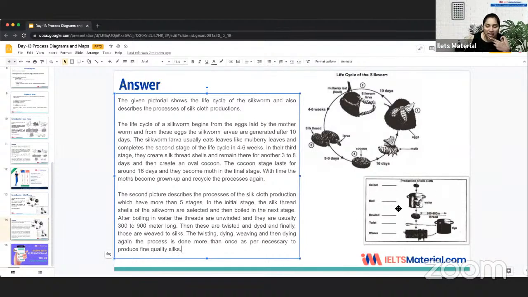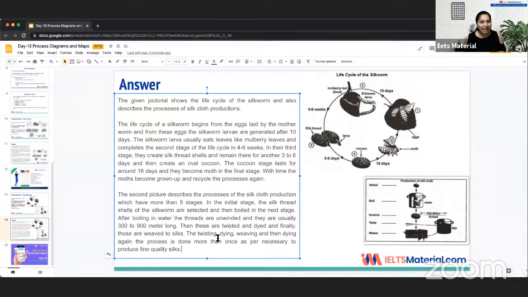This particular process is also explained in detail, taking each and every stage. The first stage is selection. The second stage is to boil. The third stage is to unwind. The fourth stage is to twist. And the last, final stage is weaving.